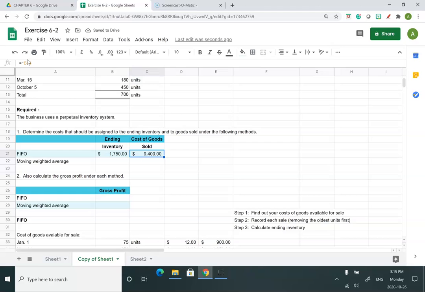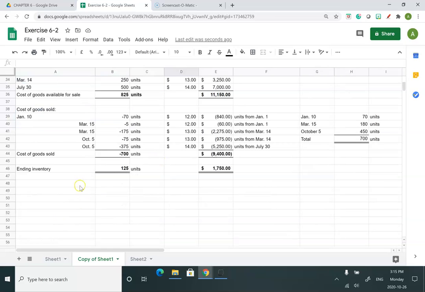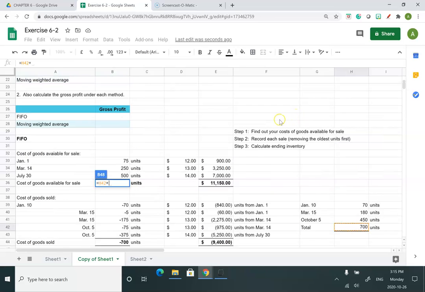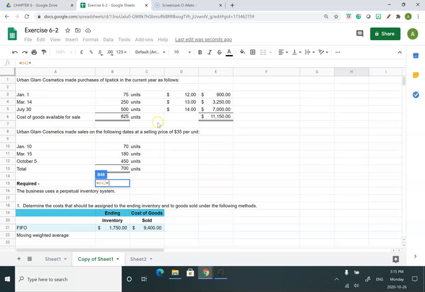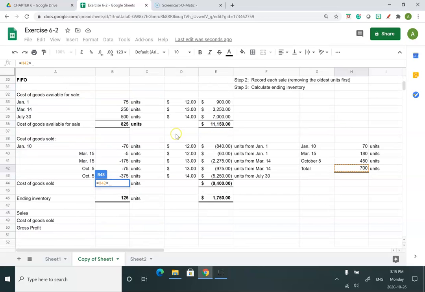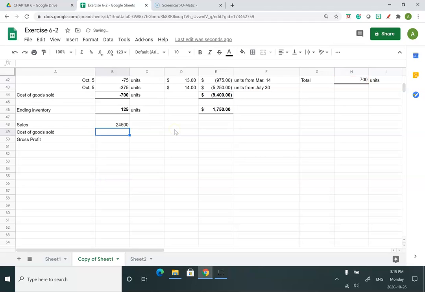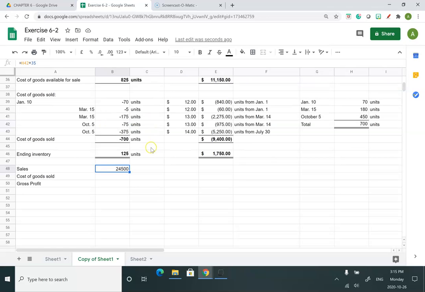Now the next part that they want us to do is calculate the gross profit under each method. To calculate gross profit, you take your sales minus your cost of goods sold, and that will give me my gross profit. Sometimes we call this gross margin. My sales, they have to tell me what the sales price is. I know I sold 700 units, and here it said we sold them each for 35. This one works out nicely, but in some questions, we'll actually be selling our units at different prices. So just be careful on that.